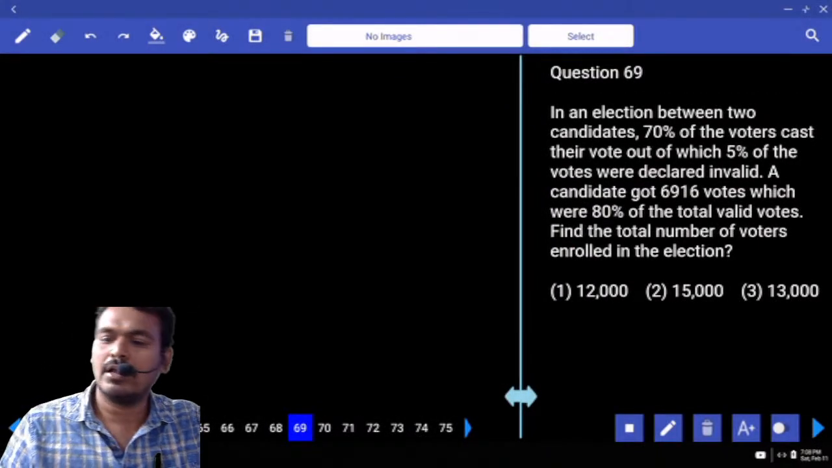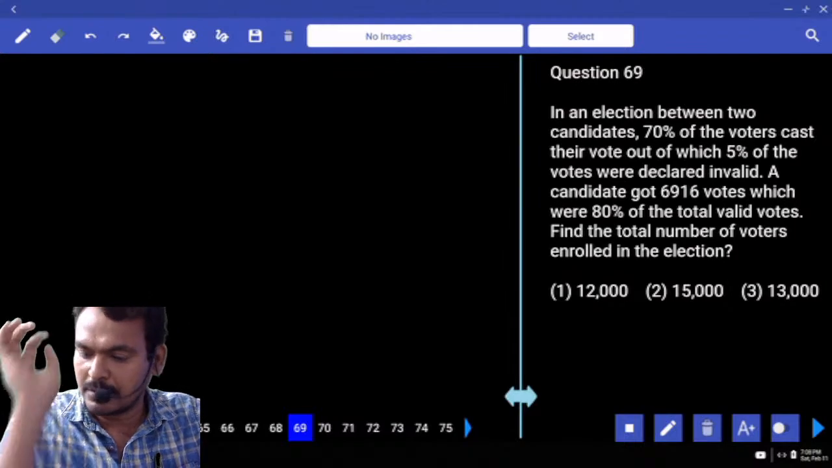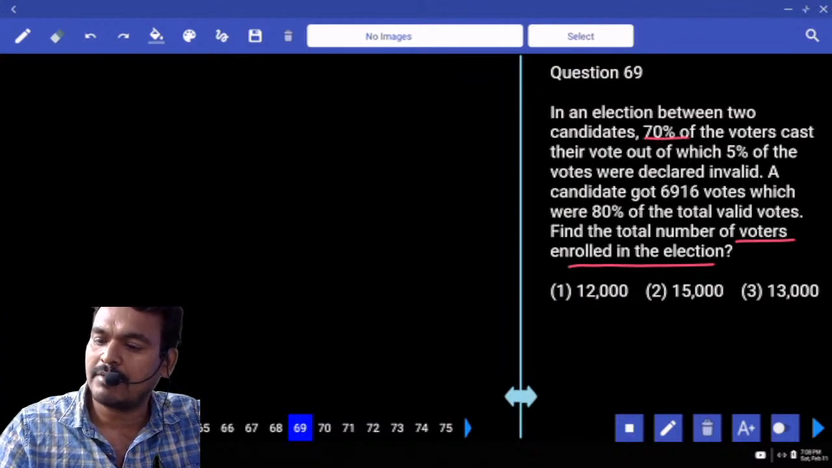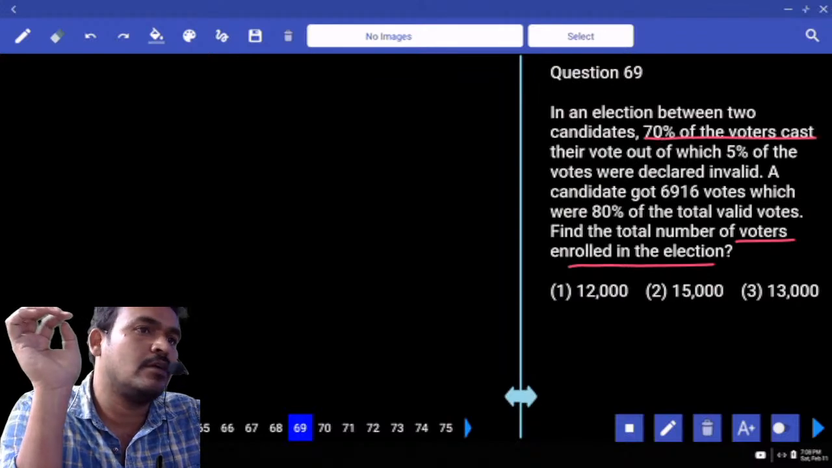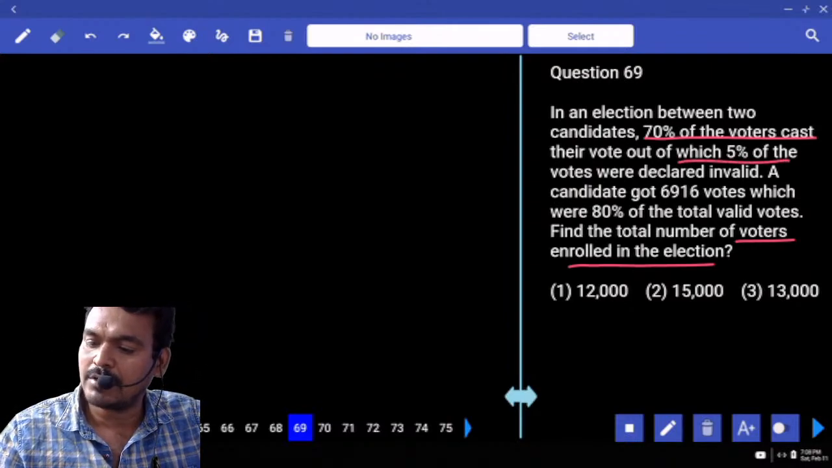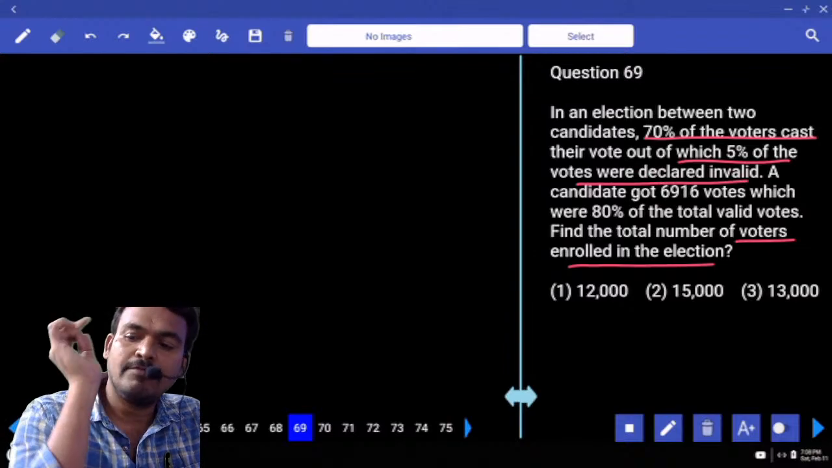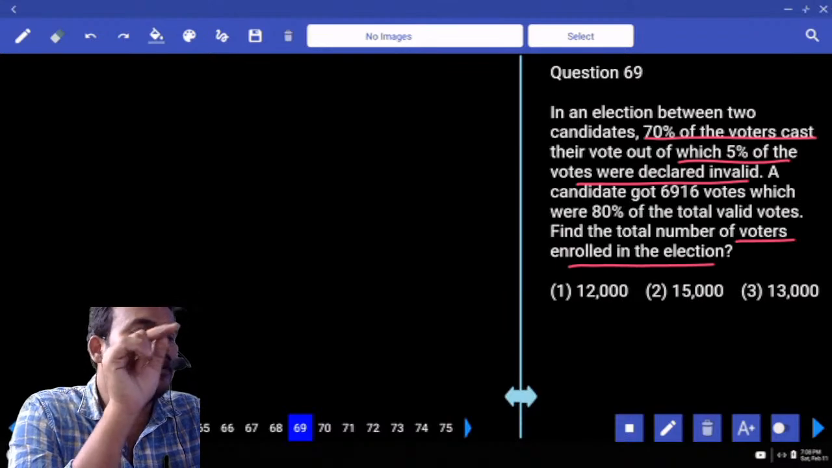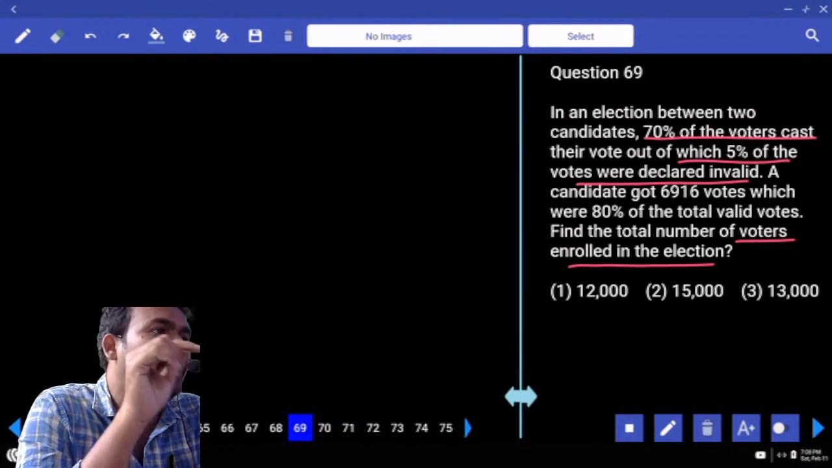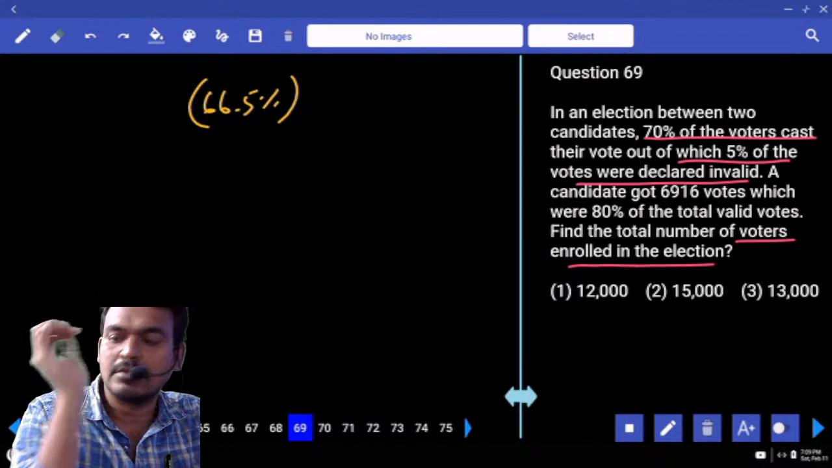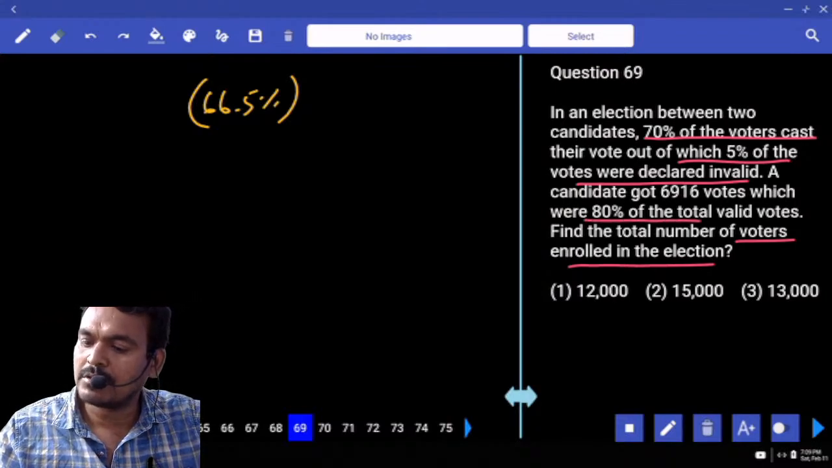First of all, total enrolled voters we consider 100%. Out of 100%, 70% cast their votes. In that 70%, 5% are invalid. What is the 5% of 70%? 3.5. Out of 70, 3.5 are invalid, so what are the valid votes? 66.5%.